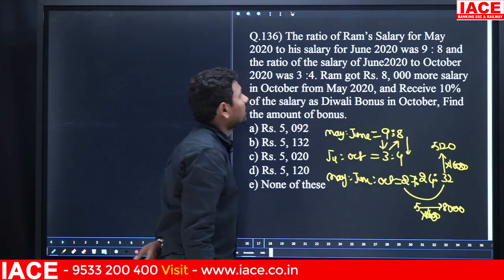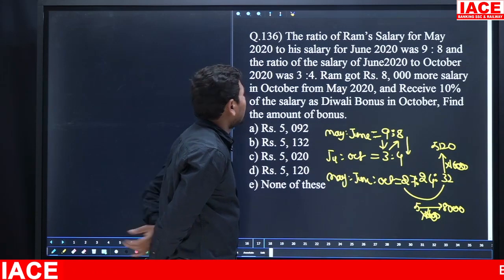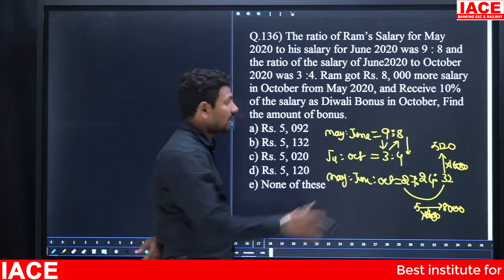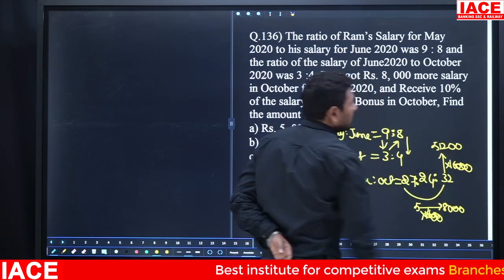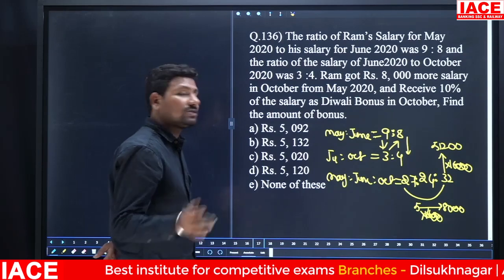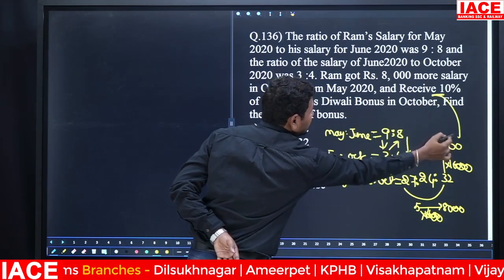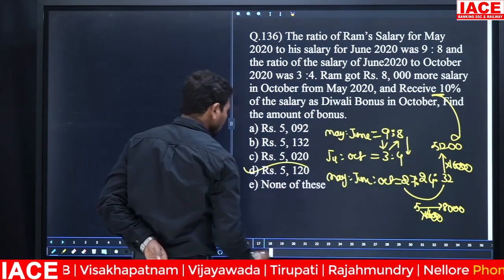Here 8,000 rupees more salary. Then he receives 10% as Diwali bonus in October. Find the amount of bonus. First of all, you have to calculate the total value. Here is 00, here is 00. You will get 51,200. In 51,200, 10% is the bonus. In this, the 10% value is 5120, option D.